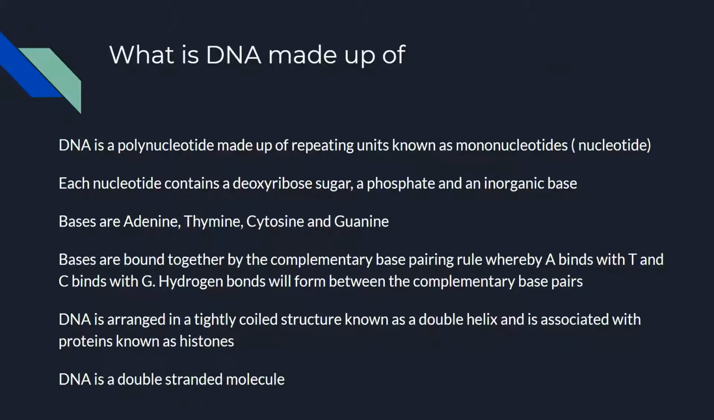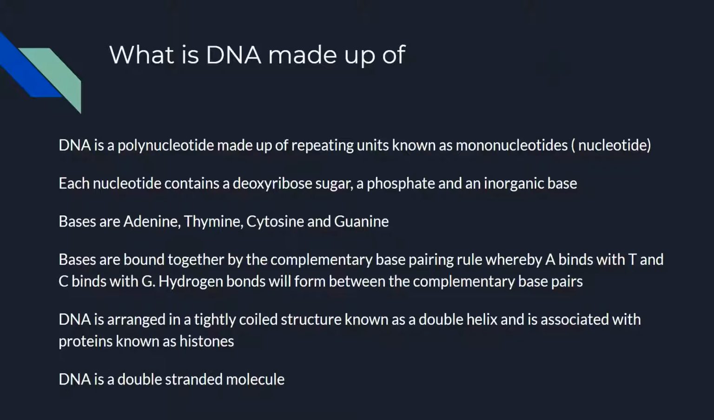The base guanine always binds with cytosine in a process known as complementary base pairing. 3 hydrogen bonds will form between guanine and cytosine. The base adenine and thymine will bind together as well in complementary base pairing and will have only 2 hydrogen bonds between each of the 2 bases.